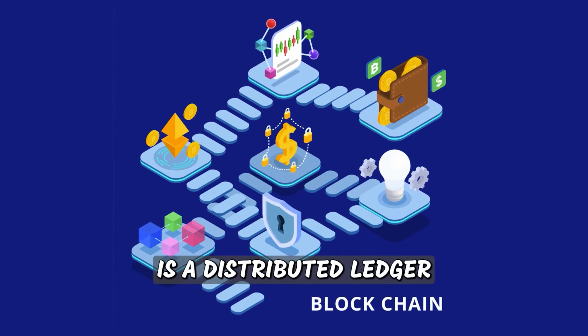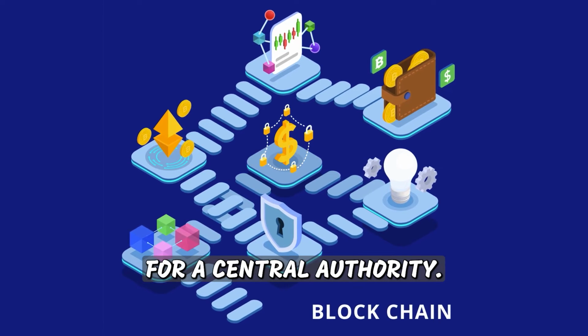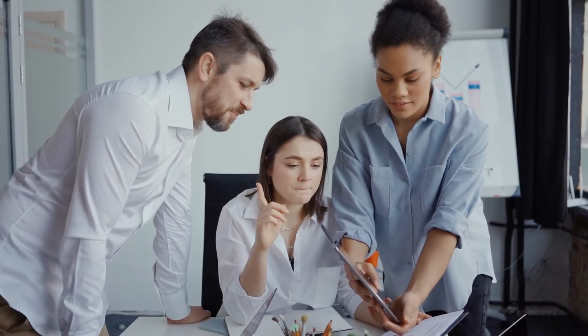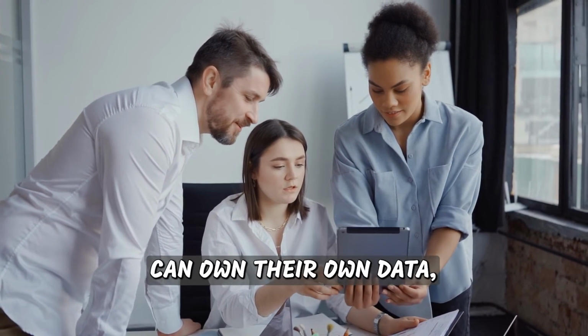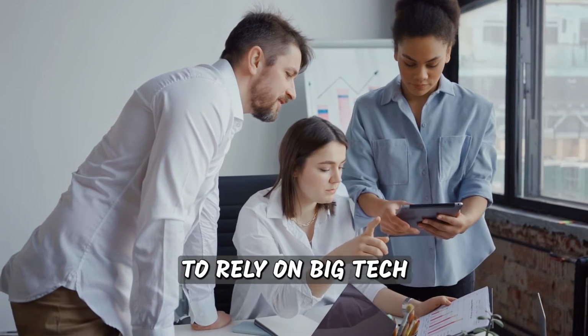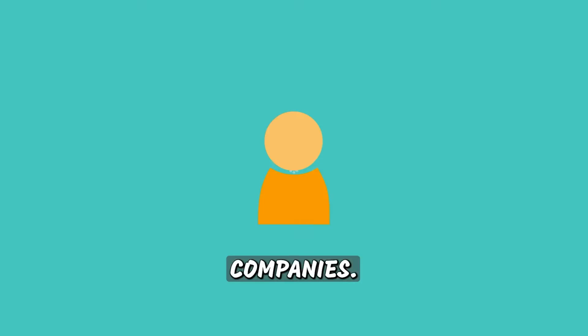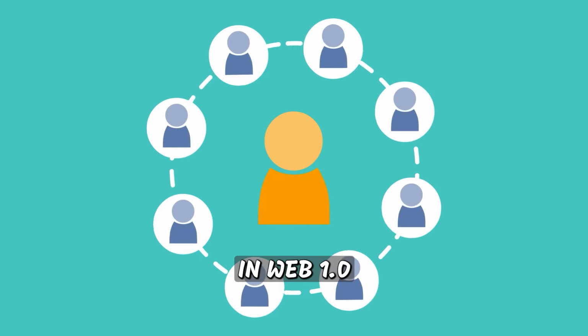Blockchain is a distributed ledger that can record transactions without the need for a central authority. This means that users can own their own data and they can interact with each other without having to rely on big tech companies. Another key feature of Web 3.0 is user centricity.